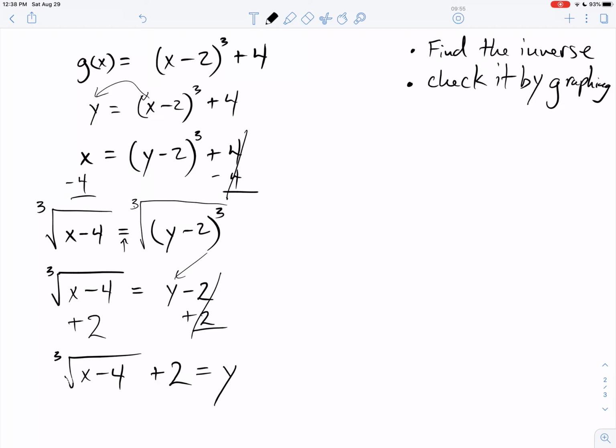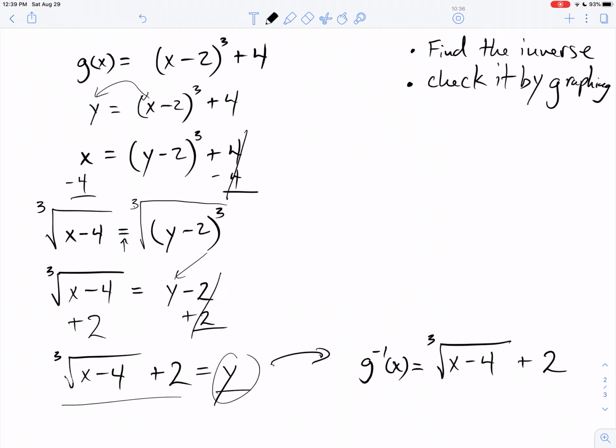Now, this always looks weird to me because I don't say stuff equals y. I say y equals stuff. But it doesn't matter which side the y is on. If this thing equals this stuff, they're equal. But remember, we're going to rewrite our answer in inverse notation. That's why I'm making a point of this. The original function was called g, so I'm going to call the answer g inverse. And now I'm just going to make it beautiful. And that's my answer.